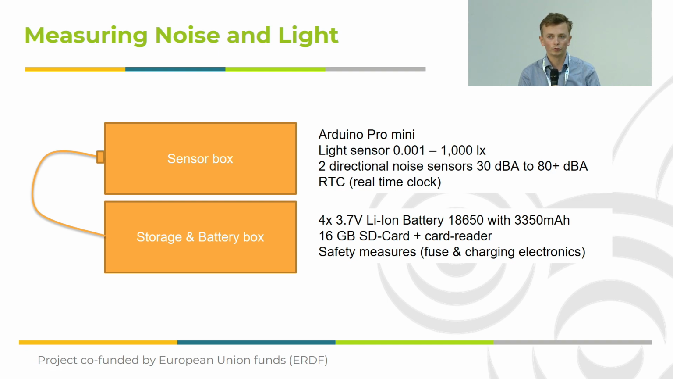We can run for 2 or 3 months in the field, depending on weather condition. I mean, in winter, batteries run out more quickly than in summer, for example. But roughly 2 to 3 months, we can continuously record data with these 4 batteries that are placed in the battery box. So we have these 4 lithium-ion batteries. We have an SD card inside with the card reader.